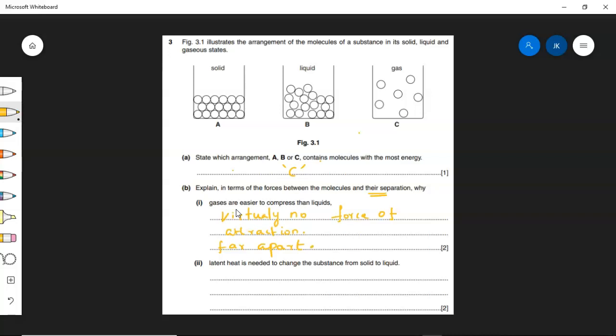The next question, why is latent heat needed to change a substance from solid to liquid? If you want to change it from solid to liquid, you need energy. The reason, to increase the gap between the molecules. If you want to increase the gap between the molecules, you need energy because you have to overcome the intermolecular force of attraction.